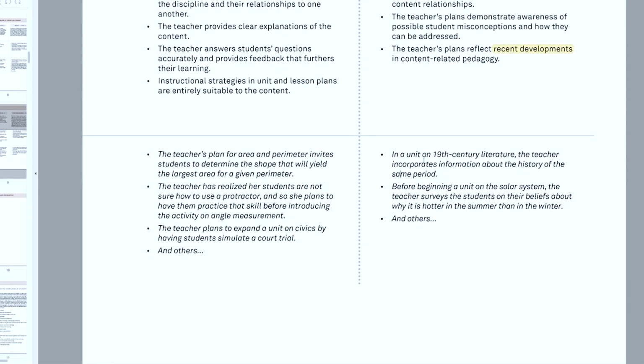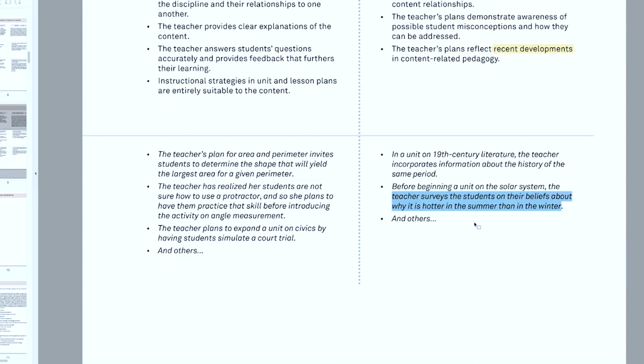So look at this. In a unit on 19th century literature, the teacher incorporates information about the history of the same period. So we've got literature, which is English, and then we have the history part. So that's that interdisciplinary connection piece. Then we have, before beginning a unit on the solar system, the teacher surveys the students on their beliefs about why it is hotter in the summer than it is in the winter. So this is anticipating students' misconceptions, right? Because we know that the tilt of the Earth's axis is why it's hotter in the summer and cooler in the winter. But students may not know that, and they might come up with all kinds of crazy answers as to why it's hotter in the summer and cooler in the winter. But that little, quick assessment, that survey, that's a formative assessment that the teacher's using here. So that's going to help the students get through that, all right?